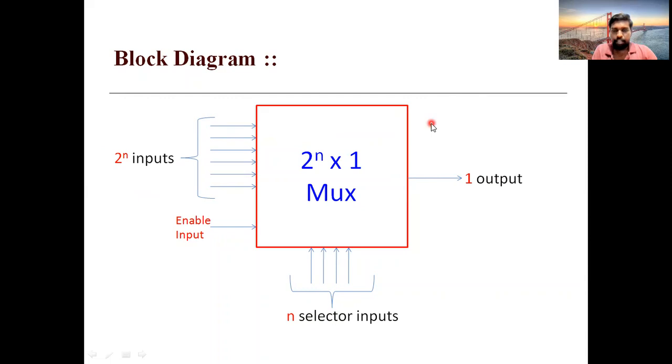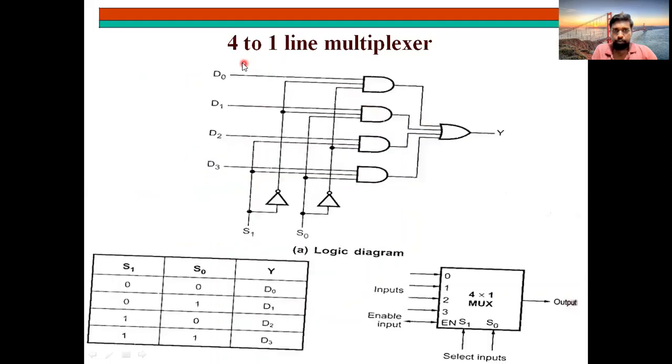Next, suppose you take a 4 into 1 multiplexer. A 4 into 1 multiplexer means you will have 4 inputs and 1 output. What is 4? 2 square. So 2 square into 1. If we carefully observe here, what is the value of n? 2. So you will have 2 selector inputs, S0 and S1. Based upon these selector inputs, any one among these 4 will be taken to the output.